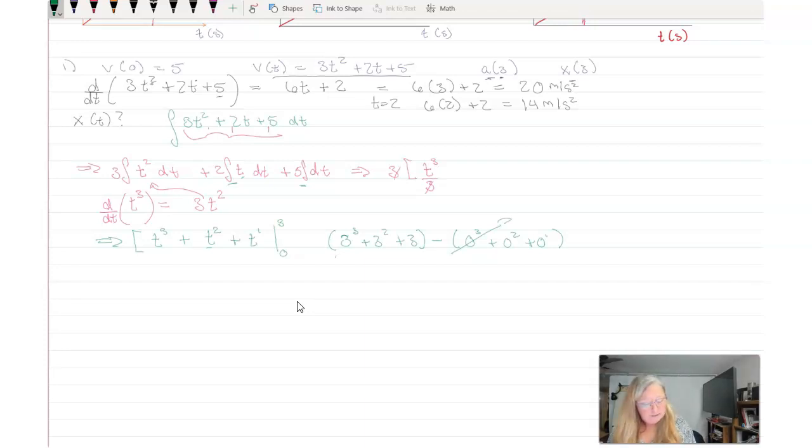So let's see, I have 27 plus 9 plus 3. Whatever the heck that is, that's 12. So 19, carry the 1, 4. So 49. What did I just solve for? That's 49 meters. So my final answer for the distance I've gone in 3 seconds is 49 meters.